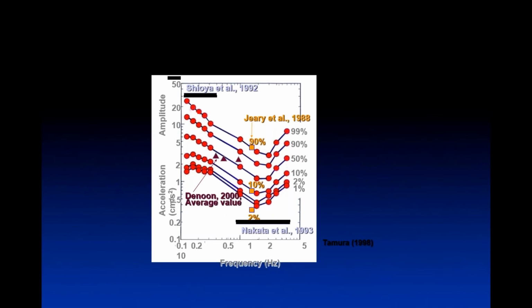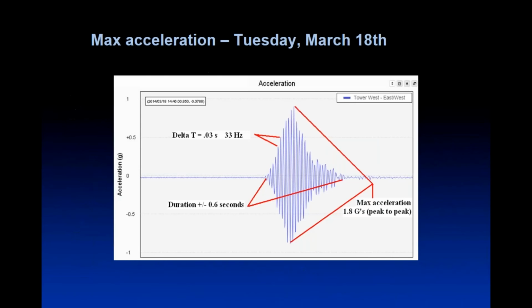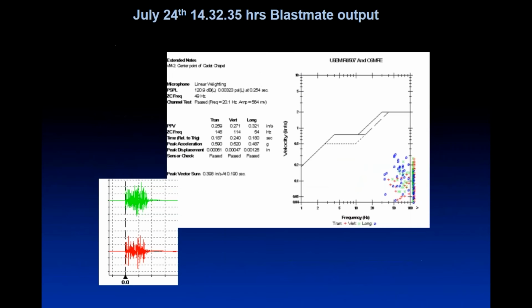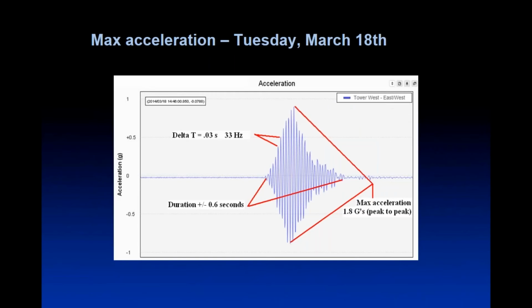This is human perception of vibration. Here we go. This is how people respond to vibration. So we've got characteristics here of human perception. This is the 1 percentile at the bottom, going up to the 99 percentile.